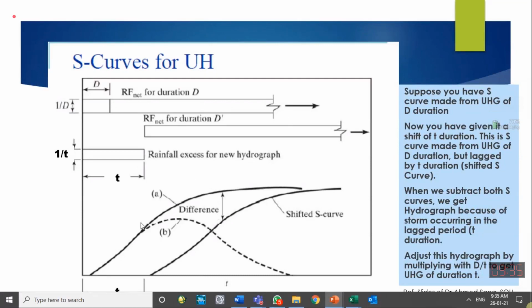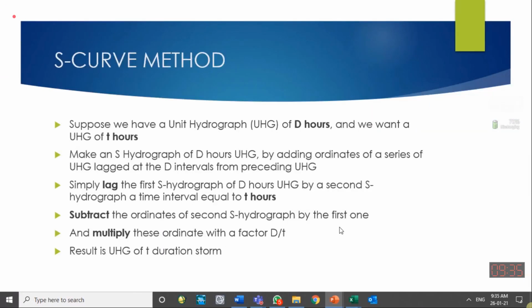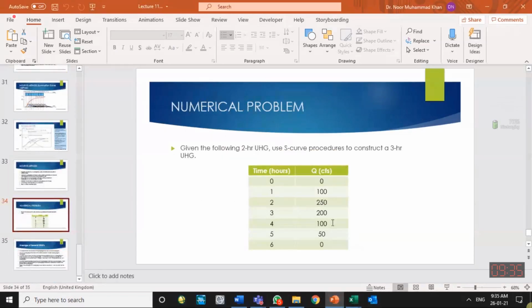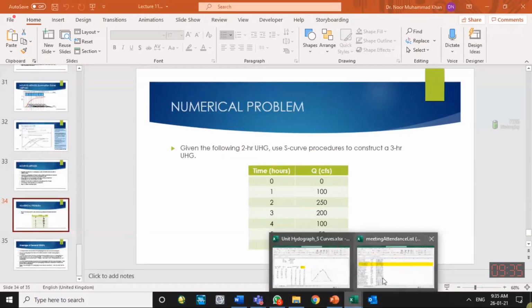So first we make an S curve, we make another S curve lagged by T duration, subtract them together and multiply it with D and divide it by T. So that is the procedure, and that is written over here. The resultant is a unit hydrograph of T duration. The original unit hydrograph was of D duration. So this has been done in the lab, hopefully, and this problem also you should solve and submit. And this is done over here.